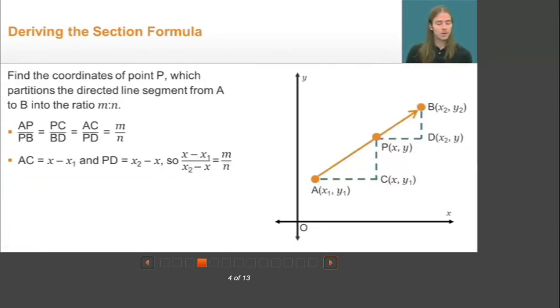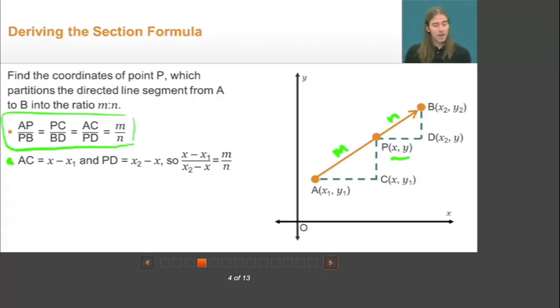Here, we've written out all the different ratios of corresponding side lengths, and since I know that this point P must have broken that in the ratio m to n, I know that all these ratios must be equal to m over n. Therefore, if I could solve for just one of these ratios, like I'm doing down here, I would be able to get specific coordinates for x and y.